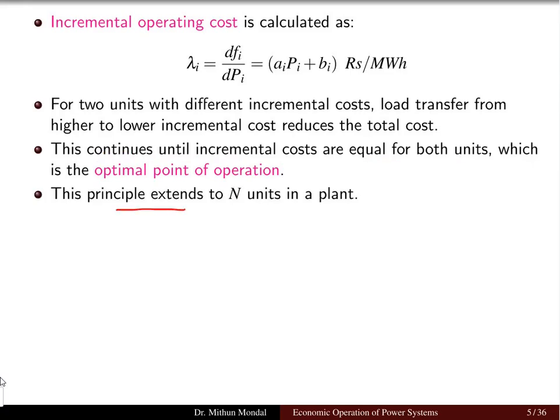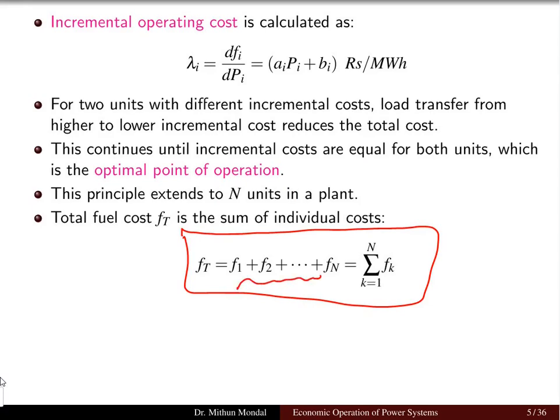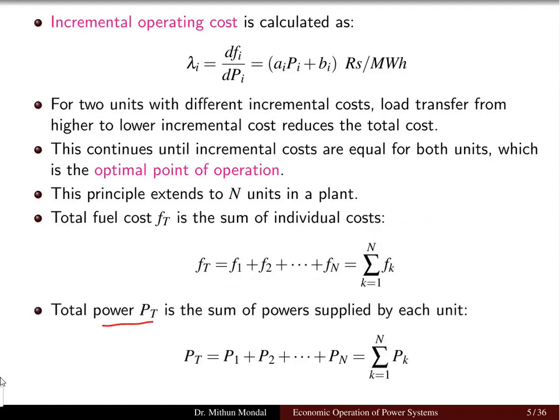This principle can be extended to n units in a plant, and we can have the total fuel cost as the sum of the individual fuel costs of the plants: summation k equal to 1 to n, where n is the total number of power plants and F_k is the cost of a particular plant. The total power P_t is the sum of the powers supplied by each unit, again summation k equal to 1 to n of P_k. So this is in terms of cost and this is in terms of power.